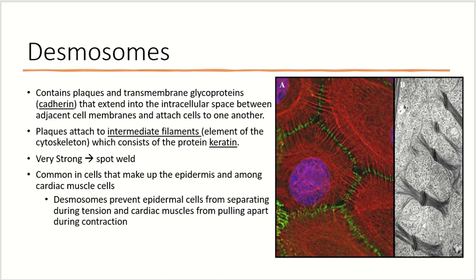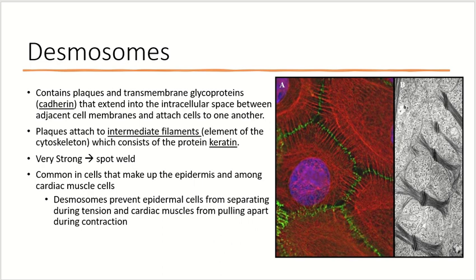So these are going to contain plaques as well as transmembrane glycoproteins or cadherins. And these extend into the intercellular space between those adjacent cell membranes, and they're going to attach to the cells on the other side. You can kind of see those here. These plaques are going to attach to intermediate filaments, and these are, again, another component of the cytoskeleton. And these intermediate filaments consist of a protein called keratin.